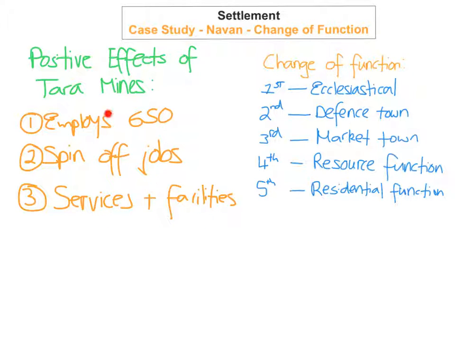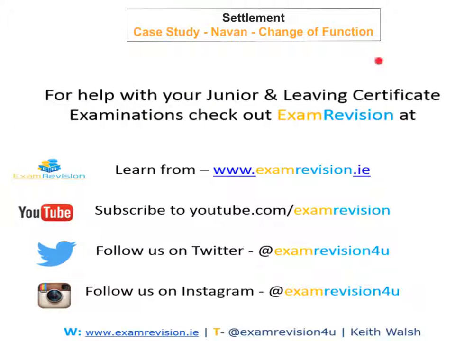So these are just some of the positive effects that you can find because Tara Mines is located in Navan. But the main thing you need to know is an example of a settlement that has changed its function over time. The one that I've chosen here is Navan because it's changed its function quite a few times over the recent years. So that's it for today's tutorial. It was a really quick one, just looking at how a place in Ireland has changed its function over time.